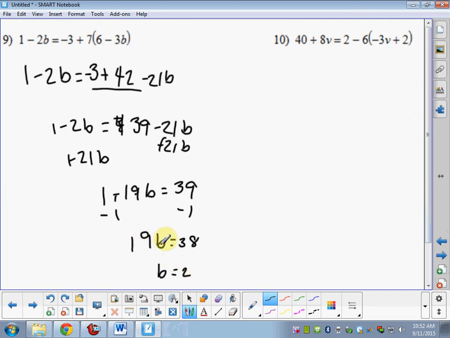Because 19 is being multiplied to the b, we divide 19 and we get b equals 2.